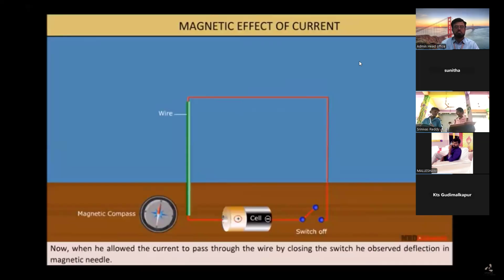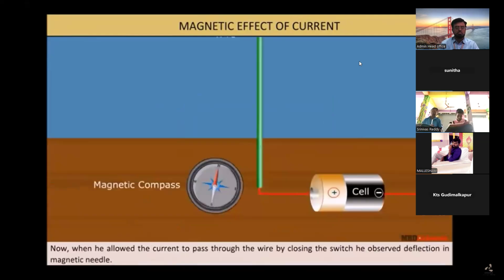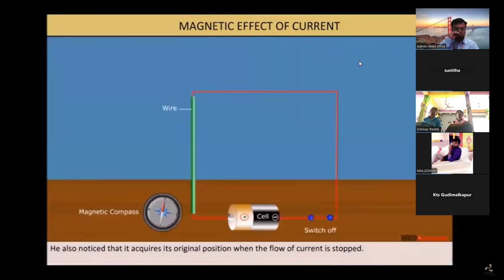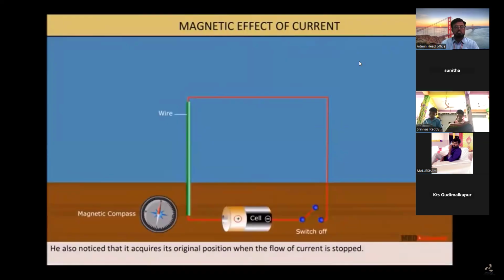Now when he allowed the current to pass through the wire by closing the switch, he observed deflection in the magnetic needle. He also noticed that it returns to its original position when the flow of current is stopped.